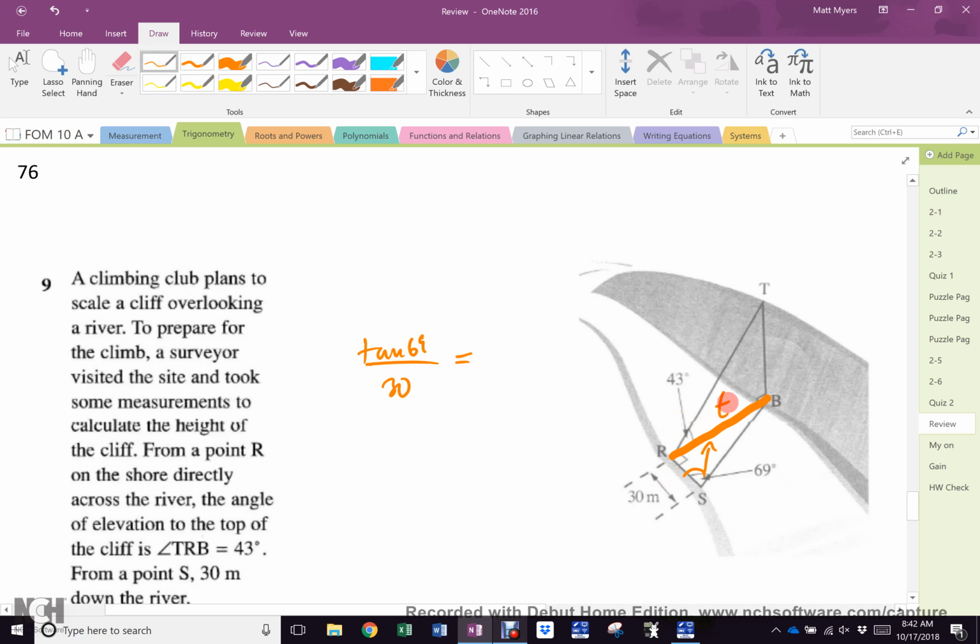Which I'm going to call little t. Why did I call it little t? Because it's opposite of big T.